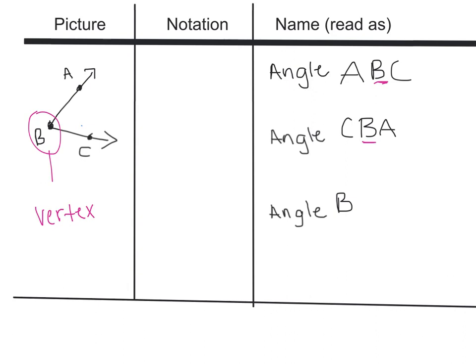So in the notation, how do you mark or write an angle for somebody to read it? The notation kind of looks like a less than sign. So angle ABC, or angle CBA, or angle B.